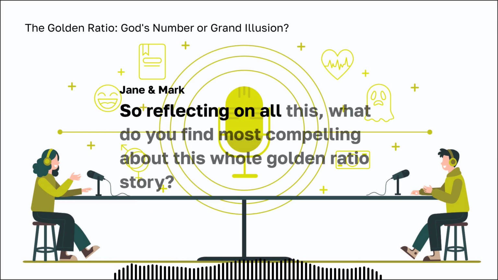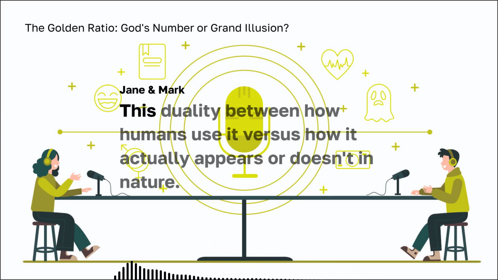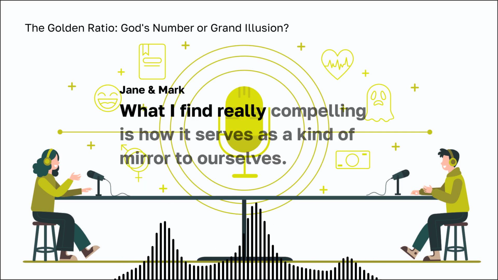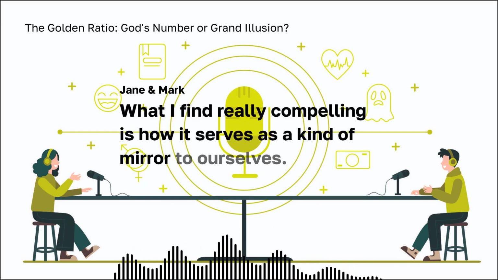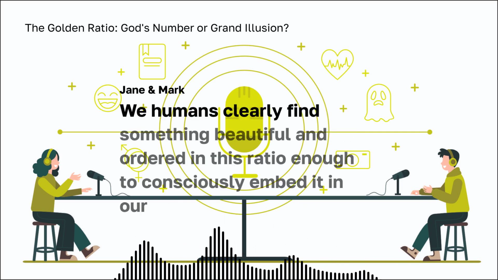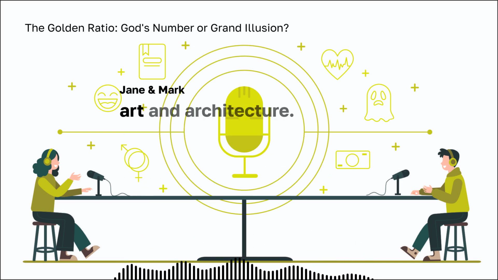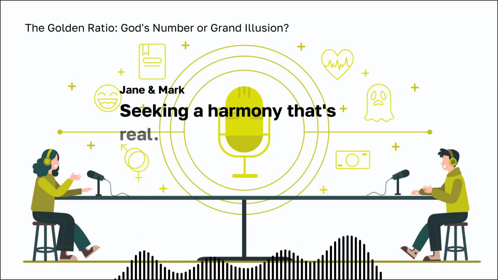So reflecting on all this, what do you find most compelling about this whole golden ratio story? This duality between how humans use it versus how it actually appears or doesn't in nature. What I find really compelling is how it serves as a kind of mirror to ourselves. We humans clearly find something beautiful and ordered in this ratio, enough to consciously embed it in our art and architecture, seeking harmony. That's real.